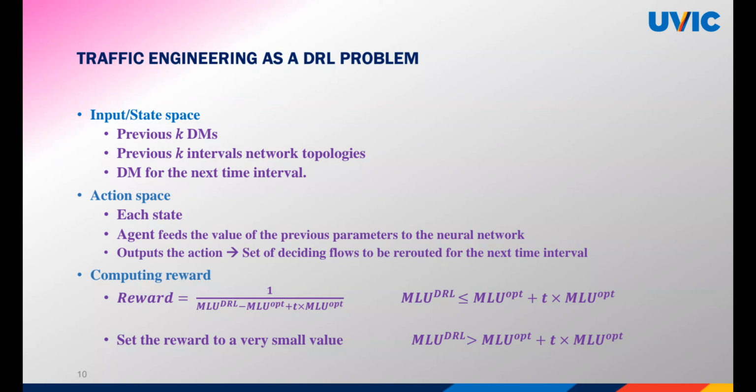And for the reward computation, for each set of flows suggested by the DRL agent, we compute the maximum link utilization after rerouting the suggested flows in the network and compute the reward using this equation, the equation that you can see here, when the maximum link utilization for DRL is less than or equal to this value, and we set the reward to a very small value when the MLU of the DRL is larger than this specific value.